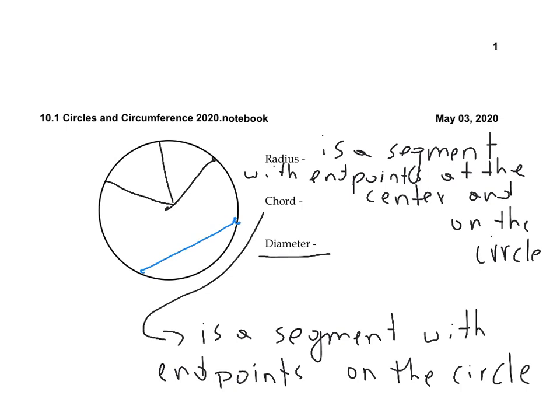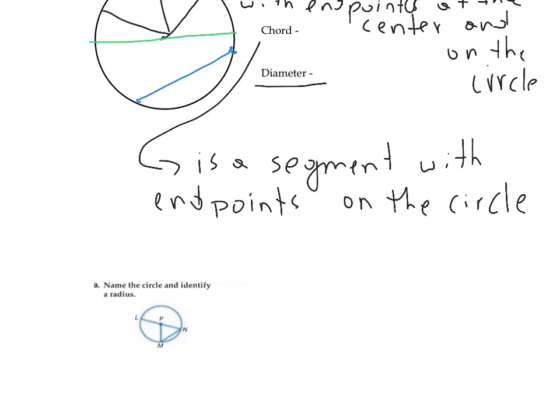So now we can define diameter. Diameter is a chord that passes through the center. Okay, so diameter, let's use maybe green. Diameter is a chord that passes through the center, and you all know that diameter is twice the radius. Okay, so three definitions: radius, chord, and diameter.